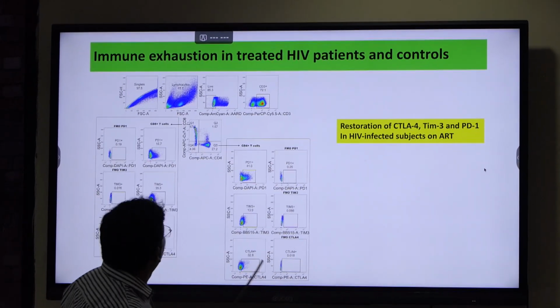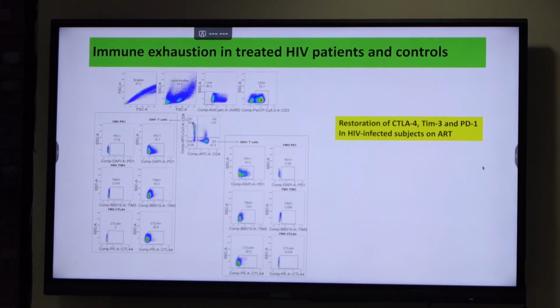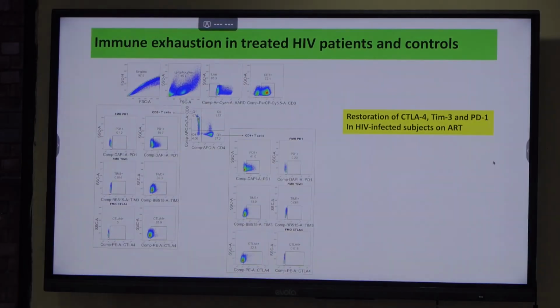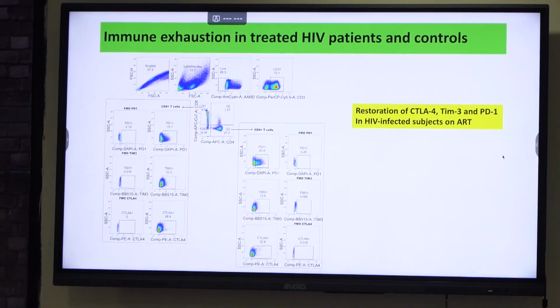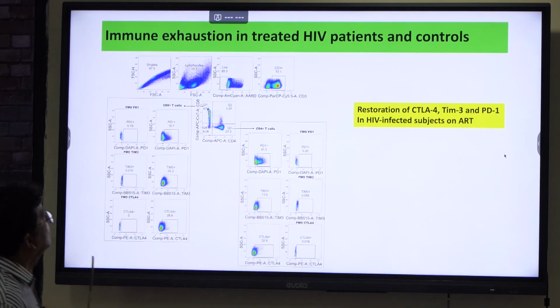Then we also looked at various markers which are associated with T cell exhaustion. You keep running, you start sweating, and then you are exhausted. You no longer run efficiently. The same thing is highly present on the surface of CD8 T cells. You mark these T cells as exhausted T cells. So this is a gating strategy for immune exhaustion in the treated HIV patient cohort.